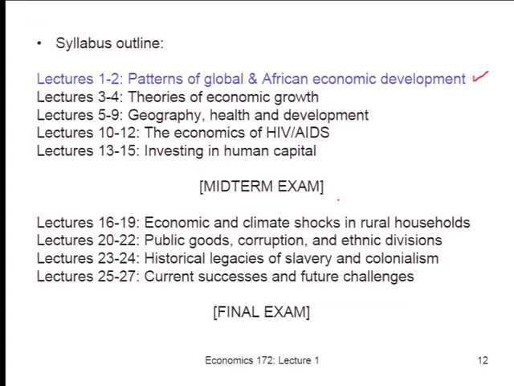For the remainder of the first half of the course, we're going to have a very heavy focus on what economists call human capital: health and education, really investing in people's capabilities. And it's going to turn out that this is a very important area in sub-Saharan Africa relative to other regions, because health indicators are a lot worse. There's a lot more tropical disease. There's a lot more HIV/AIDS. There are a lot fewer schools.